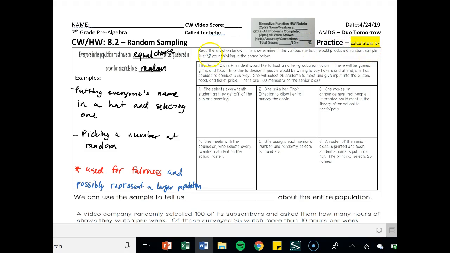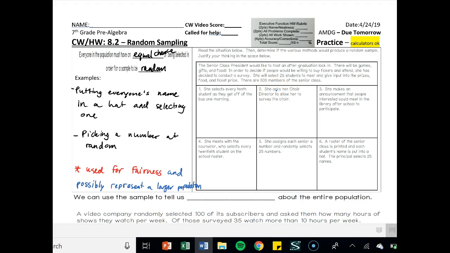All right, so it says, the senior class president would like to host an after-graduation lock-in. There will be games, gifts, and food. In order to decide if people will be willing to buy tickets and attend, she has decided to conduct a survey. She will select 25 students to meet and give input into the prizes, food, and ticket prices. There are 500 members in the senior class. So which method should she use to select these 25 students in order for it to be random?